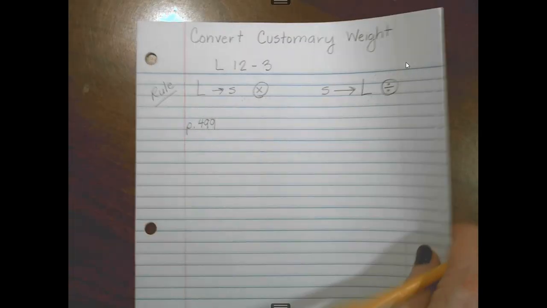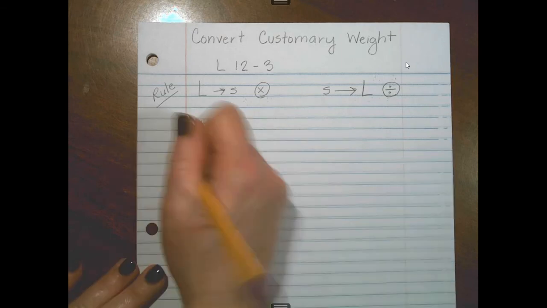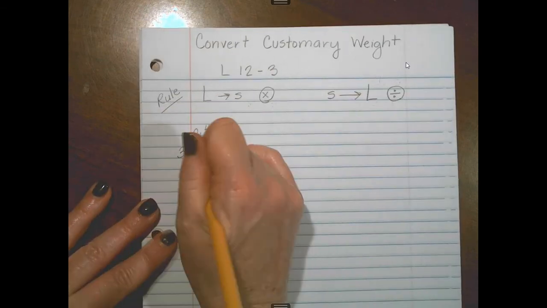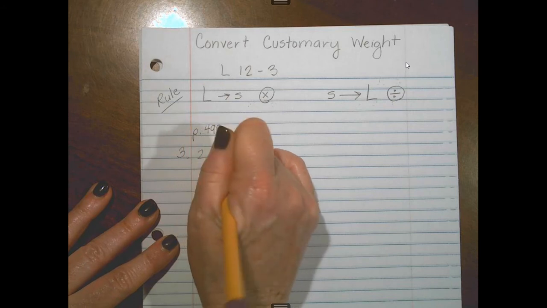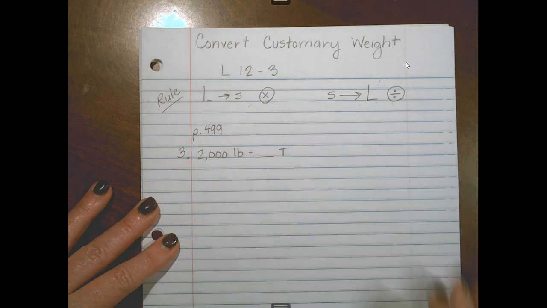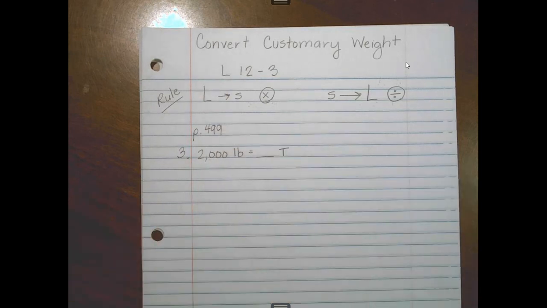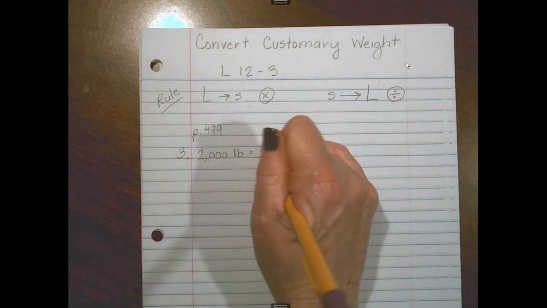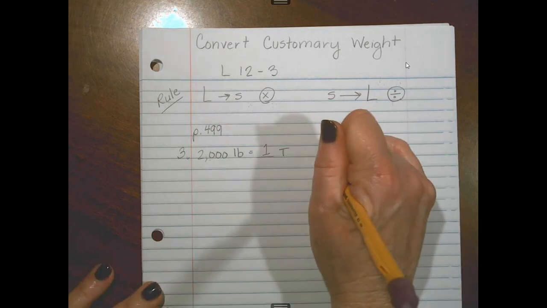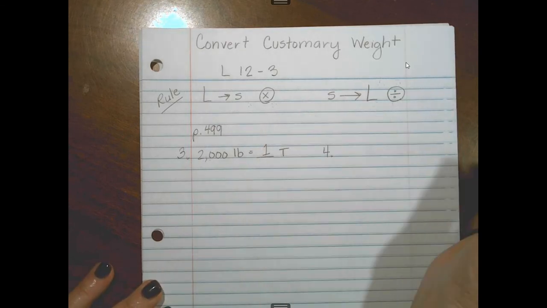All right, so I'm looking at number 3, and we are taking 2,000 pounds, and we want to know how many tons does that equal. And actually, this is the unit rate. There are 2,000 pounds in a ton, right? So that is the unit rate right there. That's just a basic fact. All right, basic conversion.